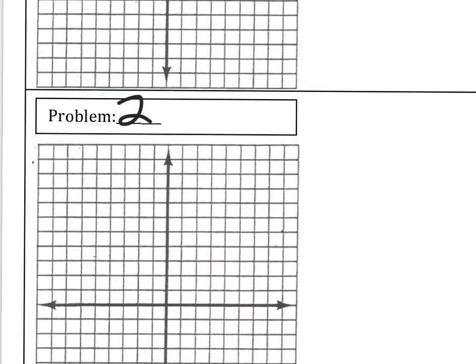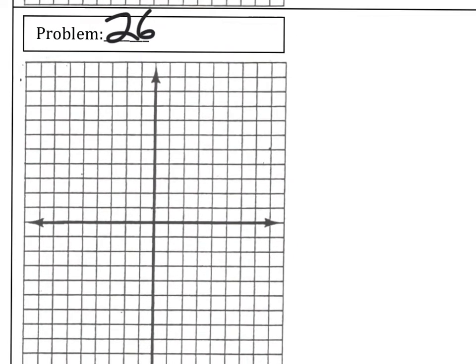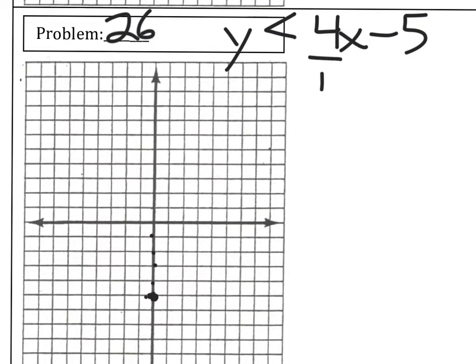26. Did you notice right away? It's not an equal sign no more. No more child's play. Time for the big leagues. Y less than 4x minus 5. Similar. Y-intercept of negative 5 is my starting point. Slope of 4 over 1 tells me up 4 over 1, up 4 over 1. Get that dash line. Let's go.